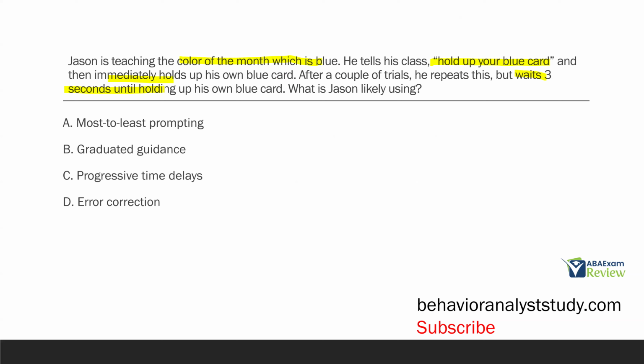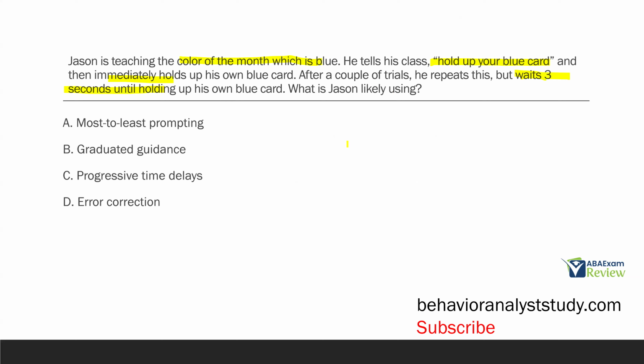And what's the purpose of that? Well, we have to give our learners longer and longer opportunities to respond. A common mistake is prompting too quickly after you've already taught something or in the middle of teaching something. Sometimes kids just need a couple seconds to think, or adults, or whoever you're working with. So if we're prompting too quickly the whole time, we're never really giving a chance for our learners to be independent. In this case, Jason is taking the opportunity to wait and give the learners a chance to be independent. So what is Jason likely using?